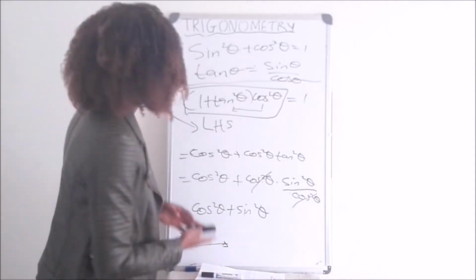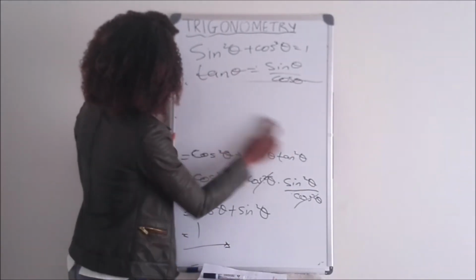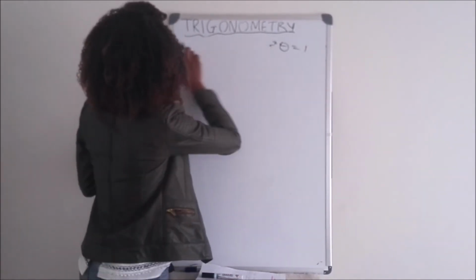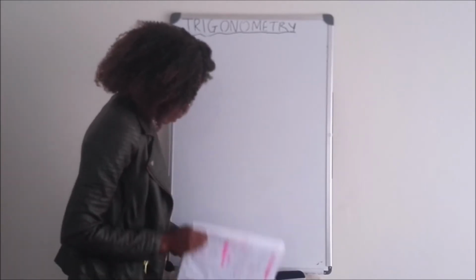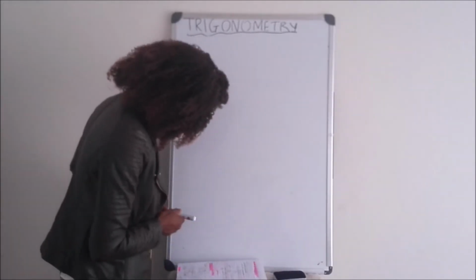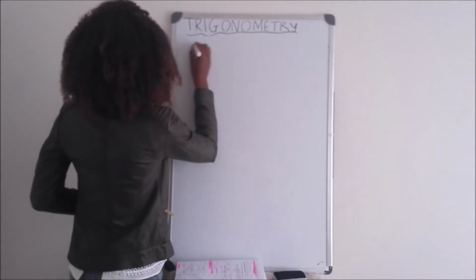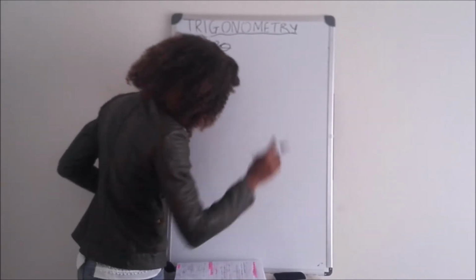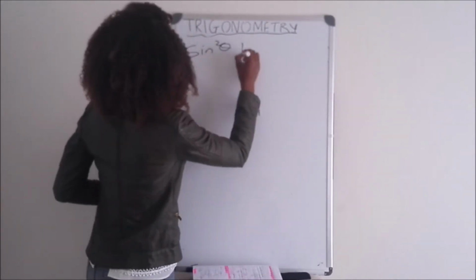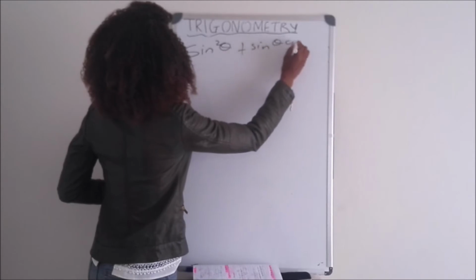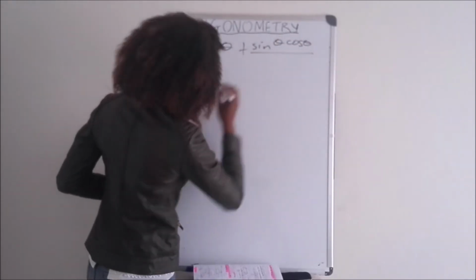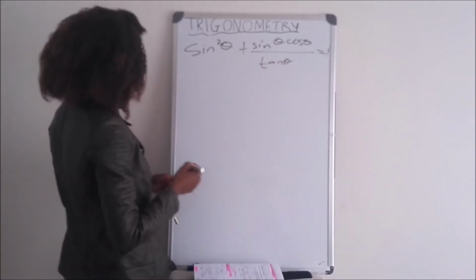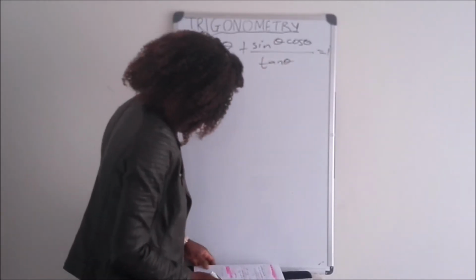All right, let's look at another example. It's the same as this example, on proof that the left hand side is equals to the right hand side. I'll just make space there. Right, the question that we're going to be doing says sine squared theta plus sine theta cos theta divided by tan theta is equals to 1. Then we're still proving that the question is equals to 1.